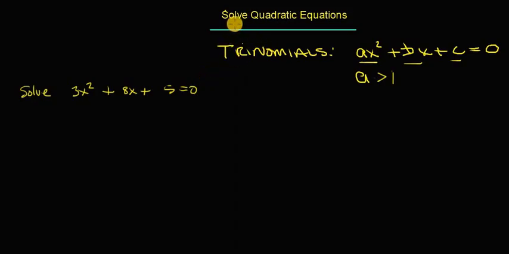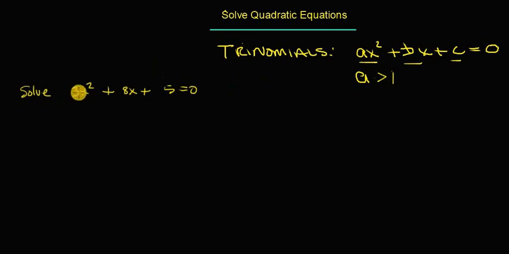Hello, this is a video about how to solve quadratic equations, which are quadratic trinomials. So they'll have three different terms, and the coefficient of the x squared is greater than 1. In a previous video, we showed you how to solve quadratic trinomials when the coefficient of the x squared was equal to 1. Now they're greater than 1.